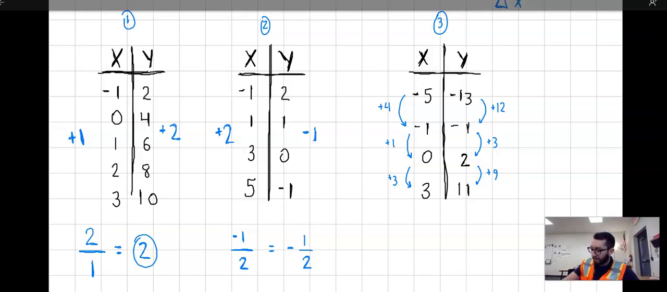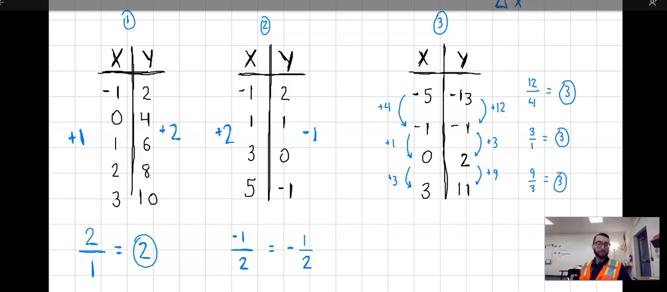This first row was 12 over 4. 12 divided by 4 is 3. If I go to my next row, I have 3 and 1. 3 over 1 also equals 3. If I go to that last row, 9 and 3. 9 over 3 is also equal to 3.